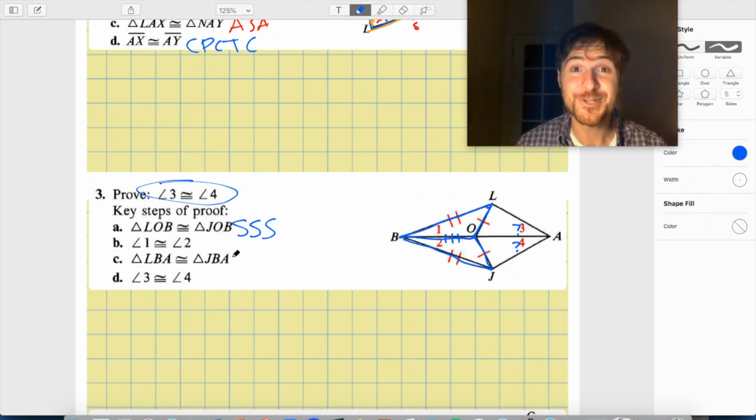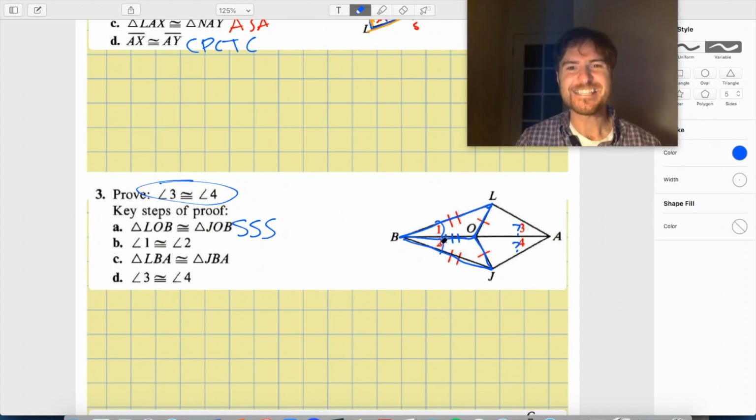And now it's time to stay geometrically awake, shouldn't we? Angle 1 is congruent to angle 2. Well, I know that because of CPCTC. In the previous step, I just proved triangles congruent, so then I can say their corresponding parts are congruent, or the corresponding parts I care about. And I cared about getting angle 1 congruent to angle 2. Why? Well, now what do I do in this one? Oh, okay, I see it now.